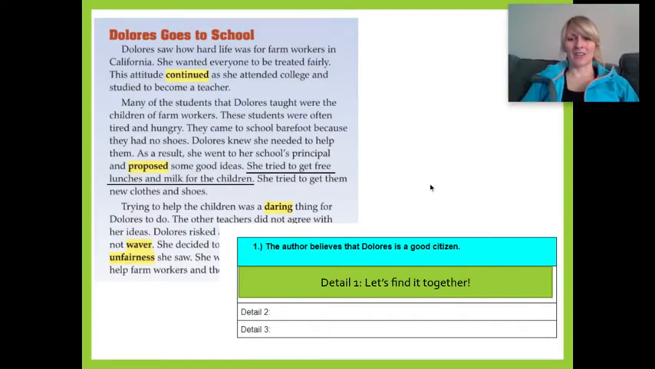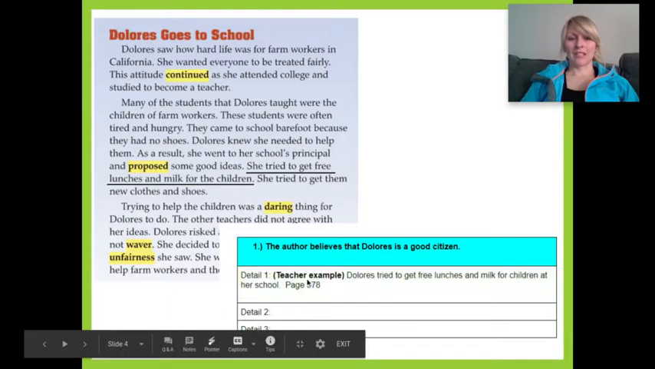So now my first detail, this is my teacher example, and this is already on your Google Doc. It says Dolores tried to get free lunches and milk for children at her school. And that's really 100% what the text says. I just added in "at her school." And after it, I put the page number. This is on page 378. That's where I found the detail.